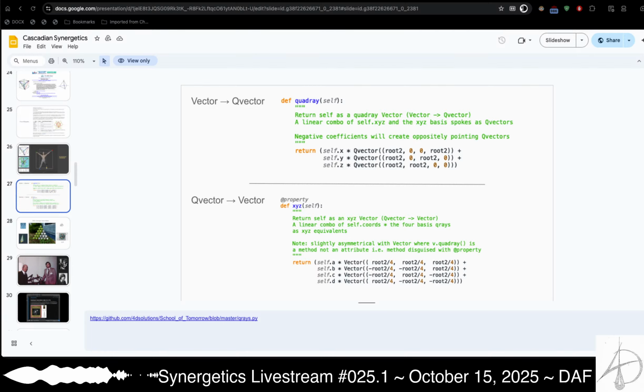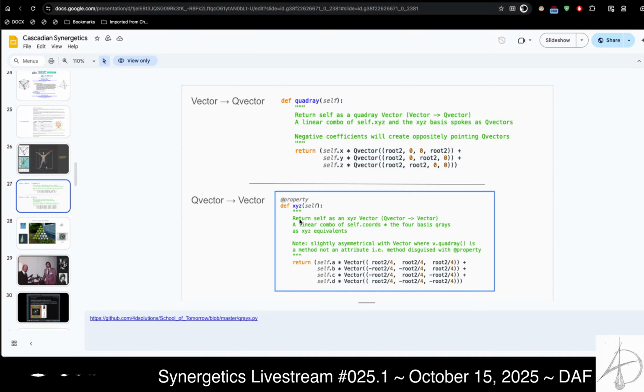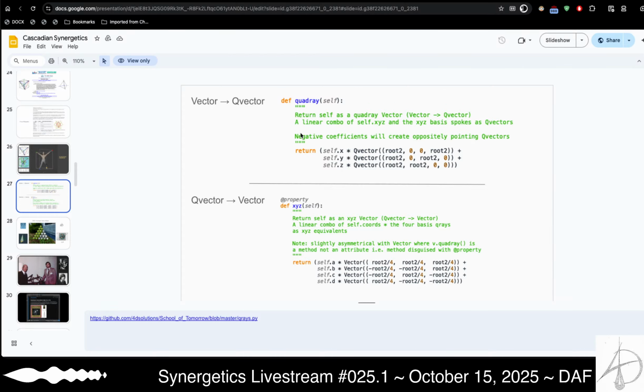Greetings, Kirby walking the dog, indeed. All right. Here, 27, is the bidirectional methods, one implementation of them each to go from vector to quadray vector and quadray vector to vector. So this is the Python code laid out there.